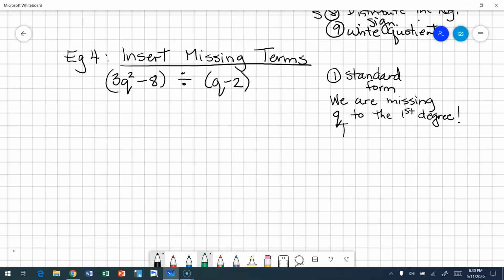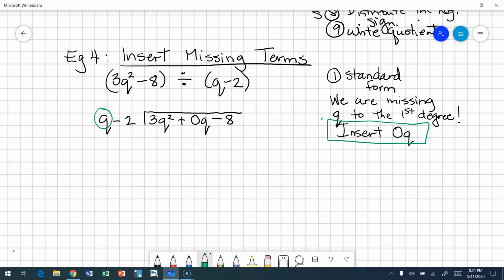So I'm going to insert 0q because that would be q to the first degree. So I'm going to rewrite this dividend as 3q squared plus 0q minus 8, because isn't that a true statement? I don't have any. And I'm going to go ahead and divide by q minus 2. Okay, again, we're looking at that q to help us with our division. This is the really important part right there: I have to be able to have each degree so I'm able to subtract when it comes time to do that part of long division.